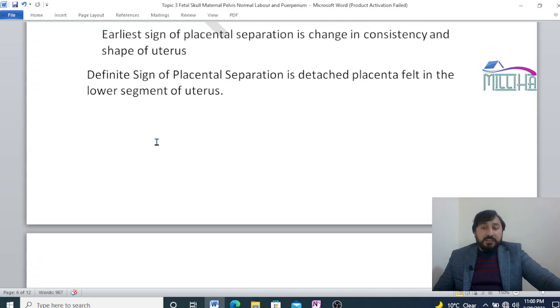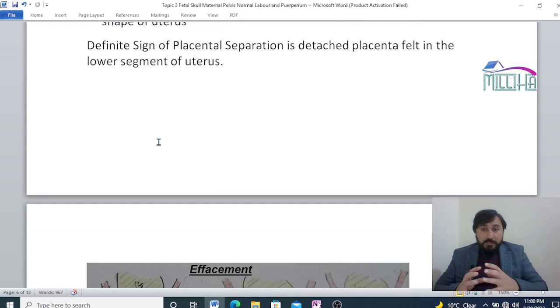The definite sign of placental separation is a detached placenta felt in the lower segment of the uterus. What is the definite sign of the placental separation? When the placenta is separated from the uterus, it's a dangerous situation. So how will we diagnose and understand it? We can feel the placenta in the lower segment of the uterus with our hands. That is the definite sign of placental separation.